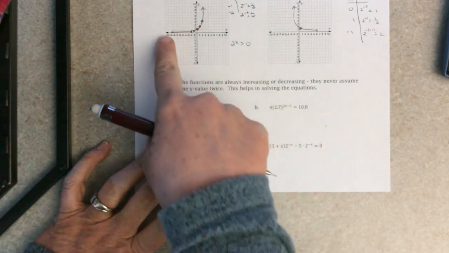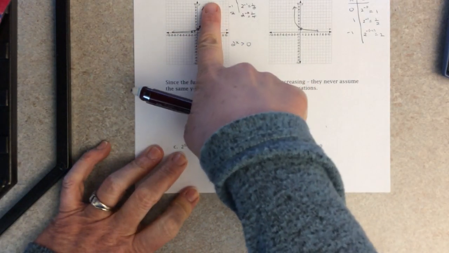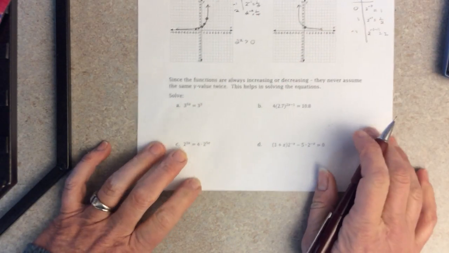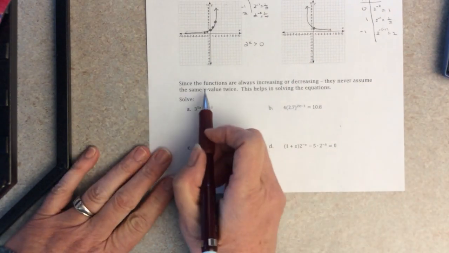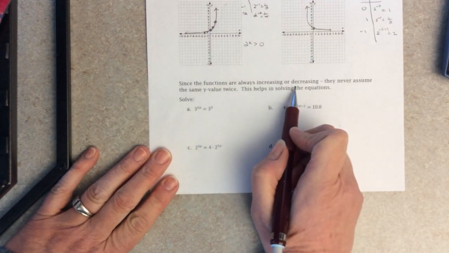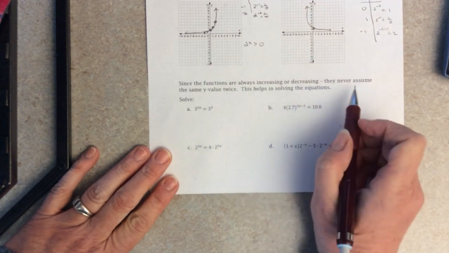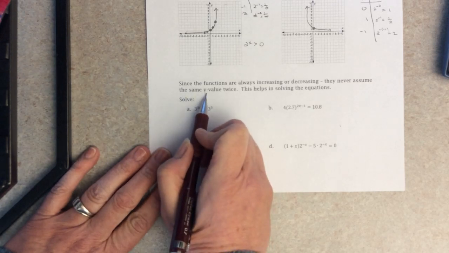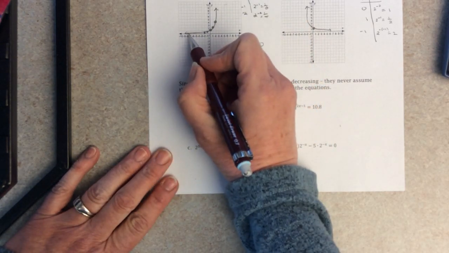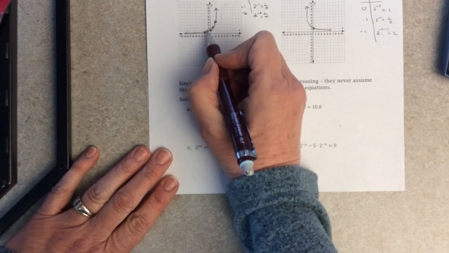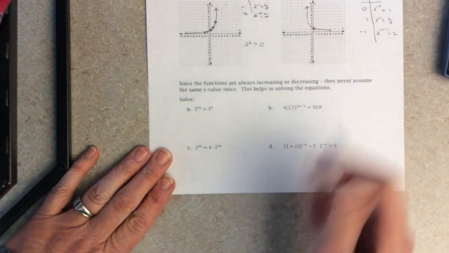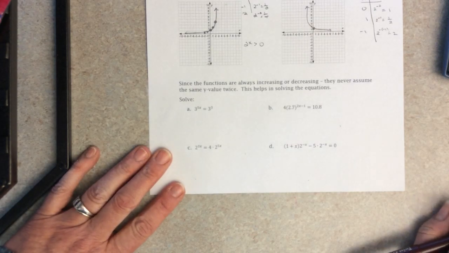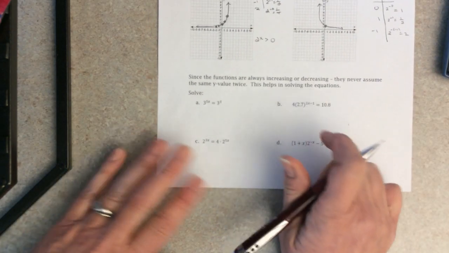Either way, this function is either always increasing, or if you flip it over, it's always decreasing. And so since functions are always increasing or decreasing, we know that they never take on the same y value twice. As it increases, it just keeps on taking bigger and bigger y values, but it doesn't ever turn around to take those y values again. And that's going to help us as we go to solve equations.